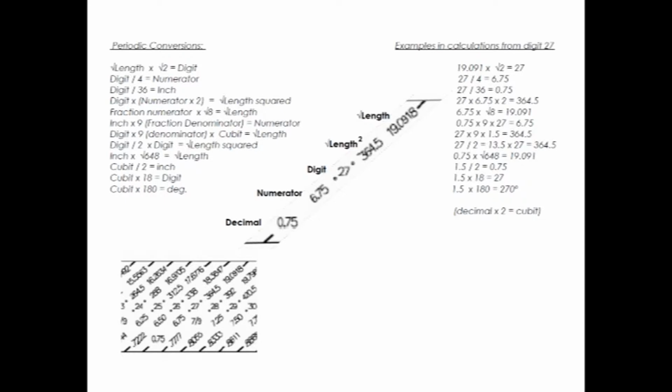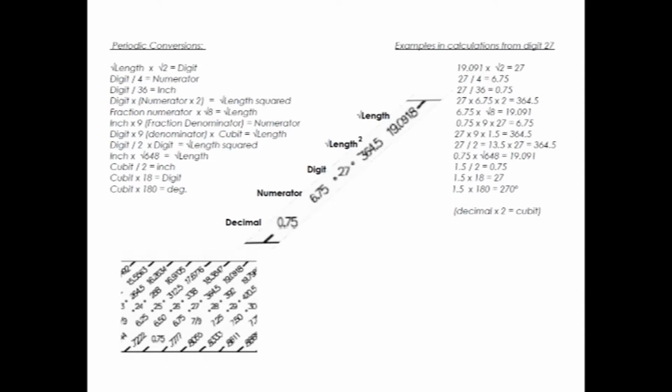Inch times 9, the fractional denominator, times digit equals the numerator. 0.75 times 9 times 27 equals 6.75. Digit times 9, the denominator, times cubit equals root length squared. 27 times 9 times 1.5 equals 364.5. Digit divided by 2 times digit equals root length squared.